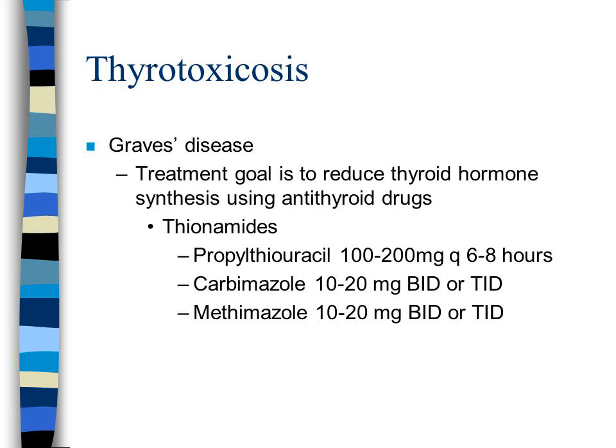Thyrotoxicosis, Graves' disease. Treatment goal is to reduce thyroid hormone synthesis using antithyroid drugs, thionamides. Propylthiouracil 100 to 200 mg every 6 to 8 hours. Carbimazole 10 to 20 mg BID. Methimazole 10 to 20 mg BID.